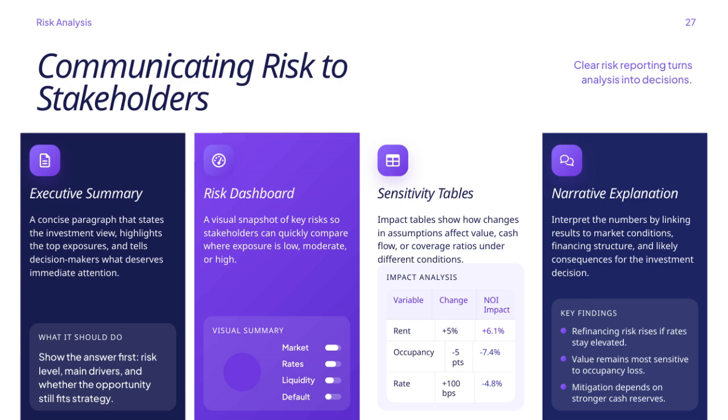Finally, a narrative explanation is crucial to interpret the numbers by linking them to broader market conditions, financing structures, and potential consequences for the investment. For instance, refinancing risk may rise if interest rates remain elevated, and the investment's value tends to be most sensitive to occupancy losses. Effective risk communication also involves highlighting mitigation strategies, such as maintaining stronger cash reserves to address these vulnerabilities. This approach ensures stakeholders fully understand the risks and can make informed decisions.